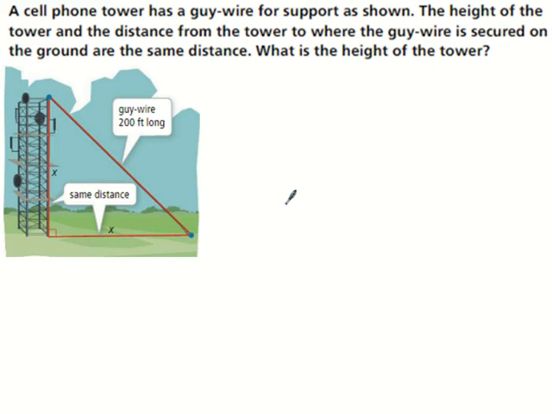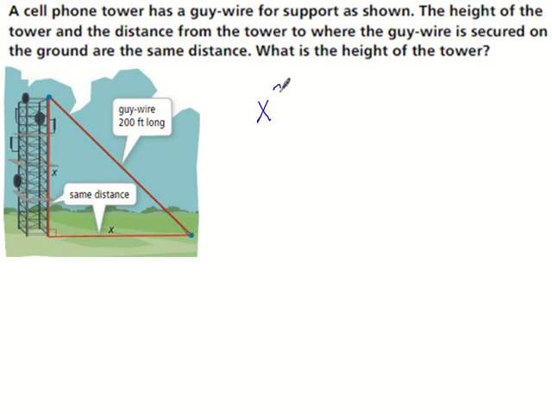All right, a cell phone tower has a guide wire for support as shown. Here's the guide wire. The height of the tower and the distance of the tower to where the guide wire is secured on the ground are the same distance. So you can see they say x and x. It says, what is the height of the tower? So this is similar to questions 46 and 47 on the homework for 9.3. So you can see, again, we're still incorporating.